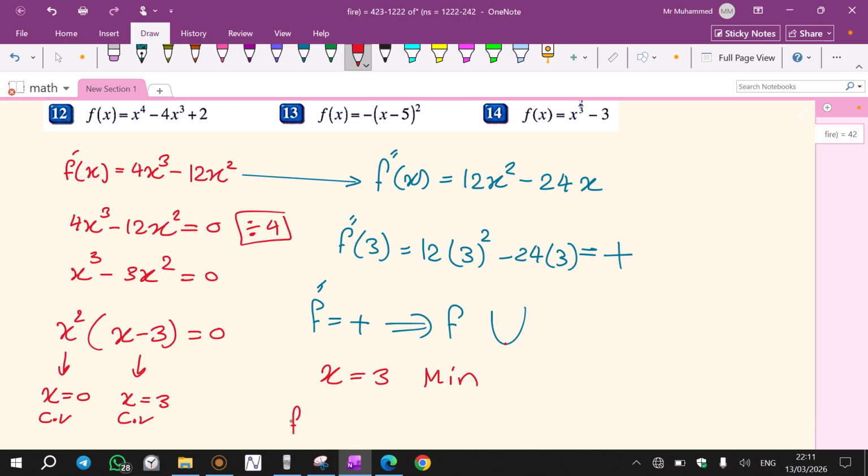x equal to 0, let's check f double prime of 0. It's going to be 12 times 0 squared minus 24 times 0, that's 0. When I get 0, I cannot decide if this critical is maximum or minimum. It is just inflection. And listen to this: a point of inflection cannot be maximum or minimum. It could be critical, but it cannot be maximum or minimum. Because as you know, maximum and minimum are in the middle of the region of concave or convex. So concave, convex, in the middle, we have maximum, minimum. Maximum, minimum cannot be a point of inflection.